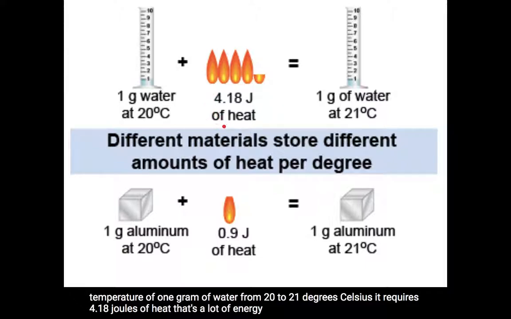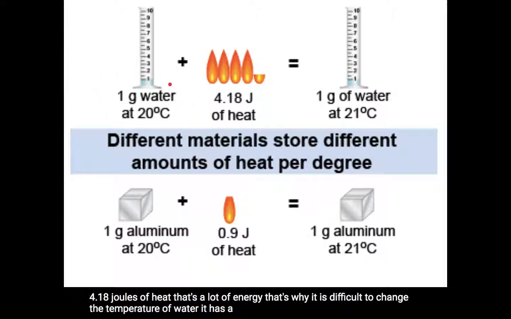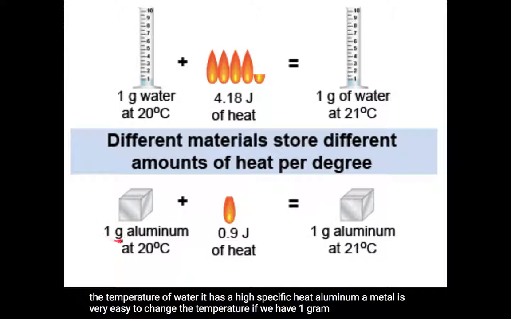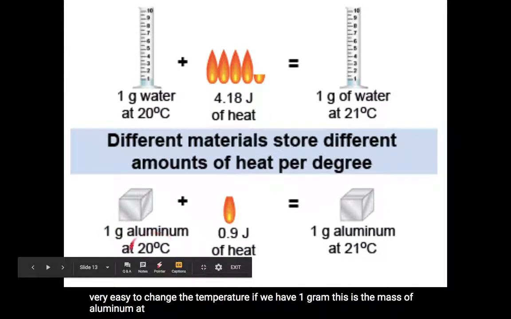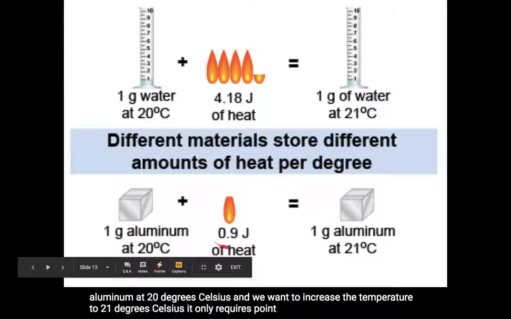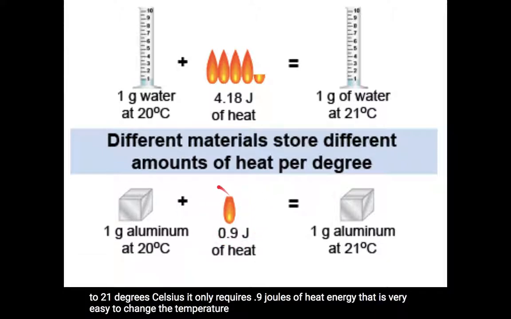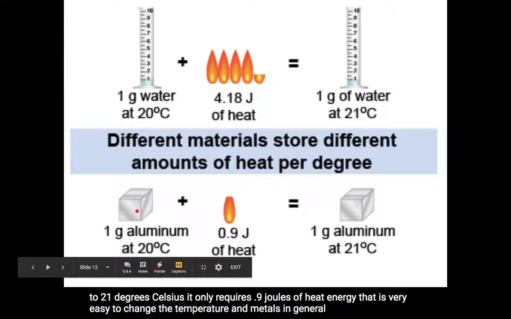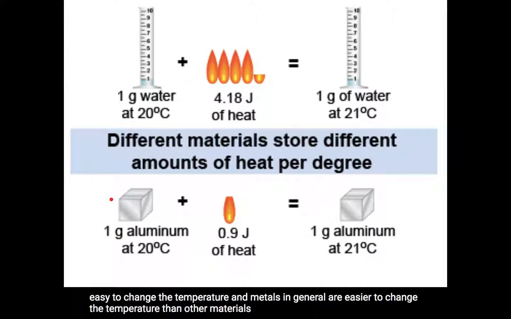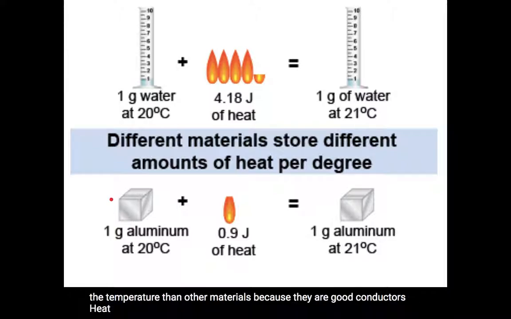That's a lot of energy. That's why it is difficult to change the temperature of water. It has this high specific heat. Aluminum, a metal, is very easy to change the temperature. If we have 1 gram, this is the mass of aluminum, at 20 degrees Celsius, and we want to increase the temperature to 21 degrees Celsius, it only requires 0.9 joules of heat energy. That is very easy to change the temperature, and metals in general are easier to change the temperature than other materials because they are good conductors, heat conductors.